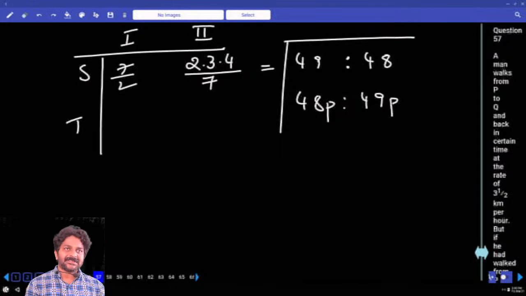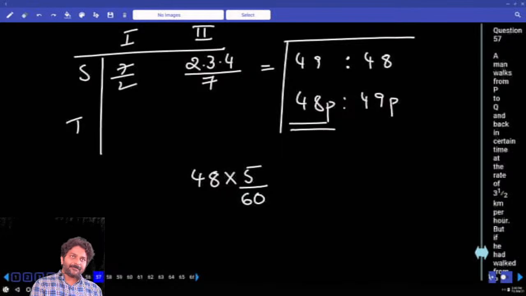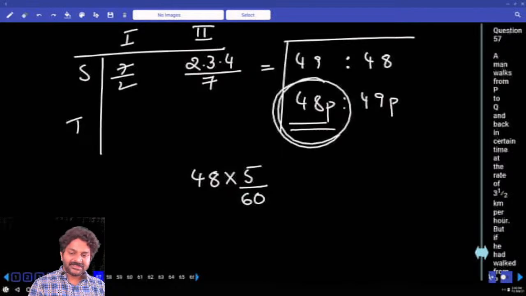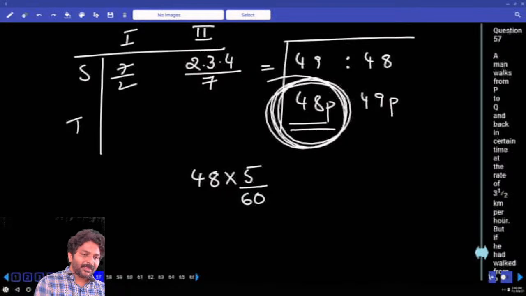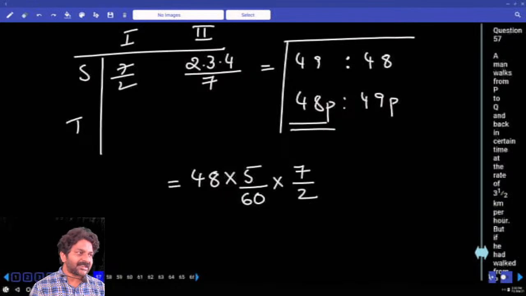Come to the question. 1 part is equal to 5 minutes. So the time it is taking in the first case, which is 48 parts, is 48 into 5 minutes, converted to hours by dividing by 60. This much time it is taking. Right? Now what is the question about? Distance. In the first case, this is the time, right? In the first case, what is the speed that it has maintained? 3.5 kilometer per hour. Time into speed gives you distance only.